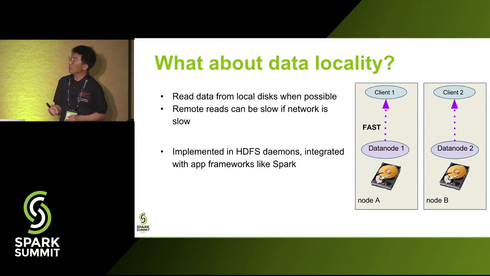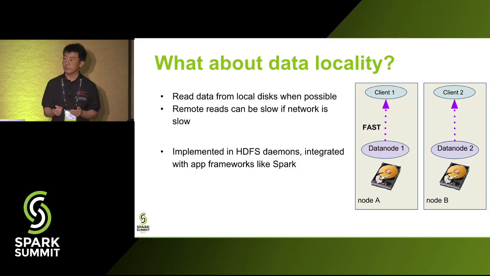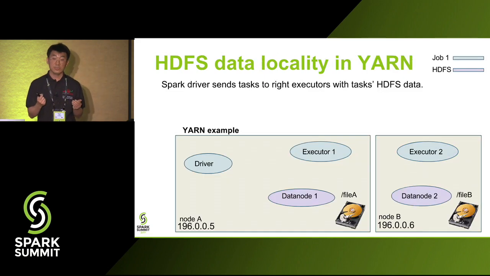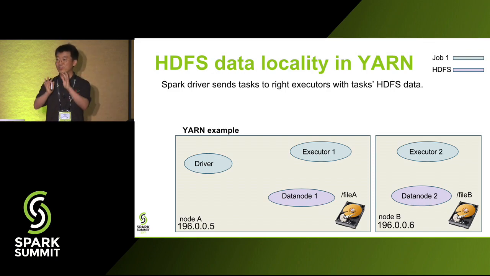So this data locality is mainly implemented in HDFS daemons, but it is also integrated with application frameworks like Spark. In other words, the Spark driver has source code that interacts with this data locality. When using HDFS, the driver can send tasks to particular executors that have the task's HDFS data on local disks. Magic word. What does it mean, right? Let's take a look at an example.